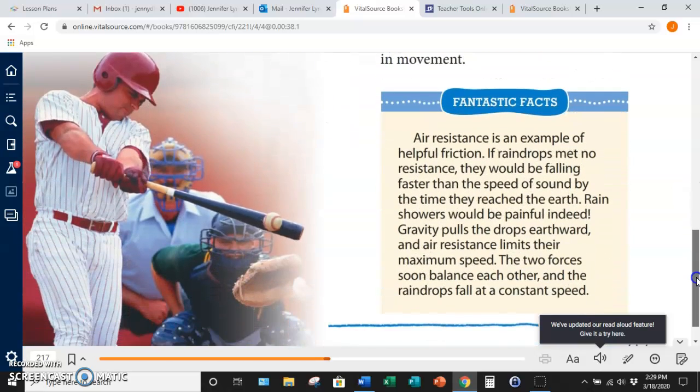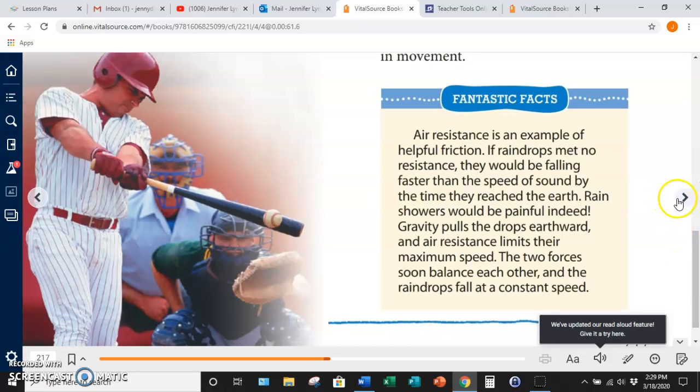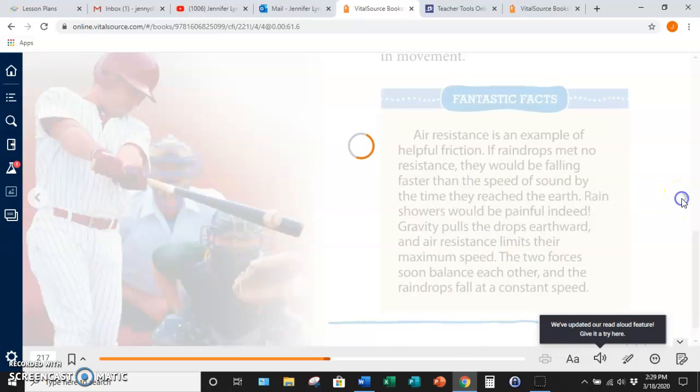Fantastic facts. Air resistance is an example of helpful friction. If raindrops met no resistance, they would be falling faster than the speed of sound by the time they reach the earth. Rain showers would be painful indeed. Gravity pulls the drops earthward, and air resistance limits their maximum speed. The two forces soon balance each other, and the raindrops fall at a constant speed. This is why God had to think of everything so rain wouldn't kill us.